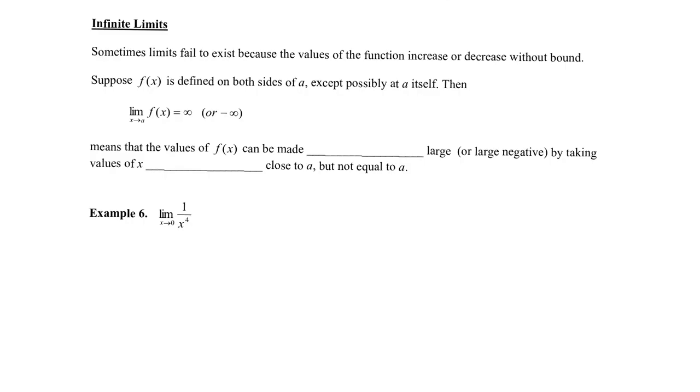And now we're ready to talk about infinite limits. So sometimes limits fail to exist because the values of the function increase or decrease without bound. So suppose f of x is defined on both sides of a, except possibly at a itself. Again, we don't care what happens at a. Then the limit as x approaches a of the function equals infinity or negative infinity means that the values of this function can be made arbitrarily large.